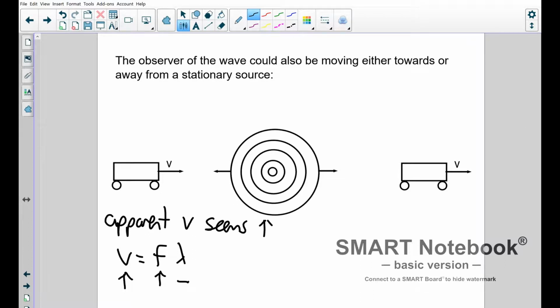The same logic is true over here. From my perspective, because I'm moving off the screen to the right, it seems like the velocity is lower, the wave speed. So my frequency seems lower as a result.